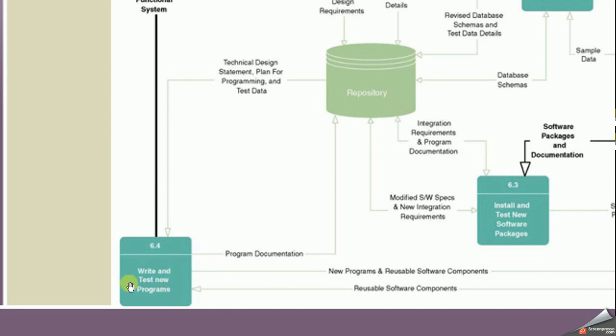The fourth step is write and test new program. So now here, this is for in-house developed programs that we are going to write by using any programming language. Let's say Java, .NET, C#, VB.NET, or PHP, whatever programming languages we have selected. So now we will write these programs and we will test these programs, right? So technical design statement, plan for program, and test data will be taken. This is an input to this task.